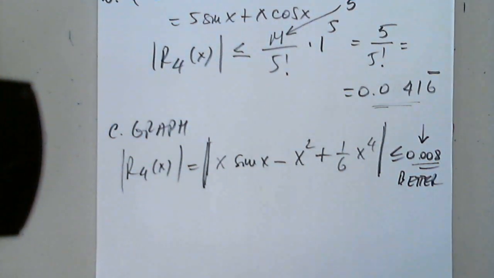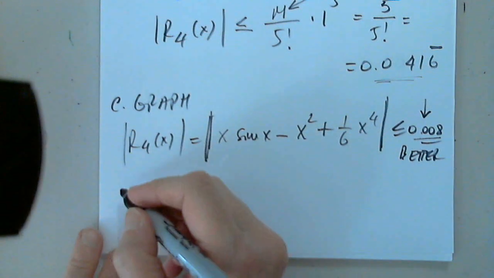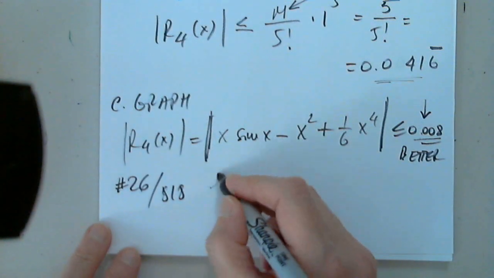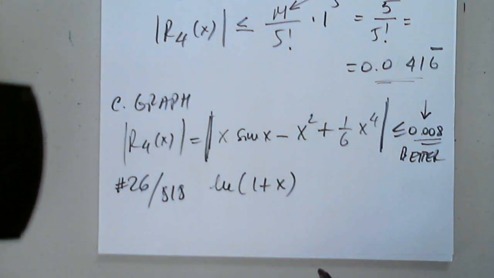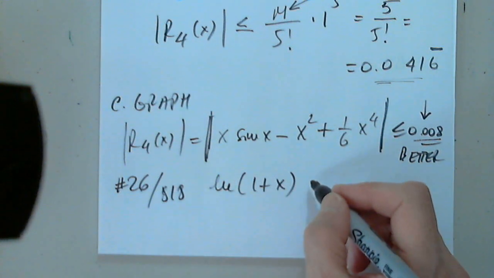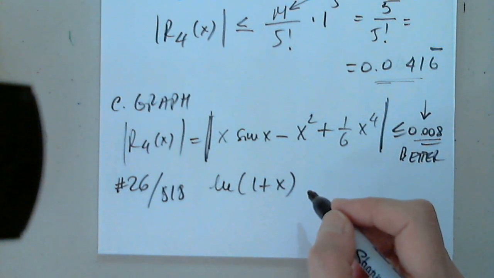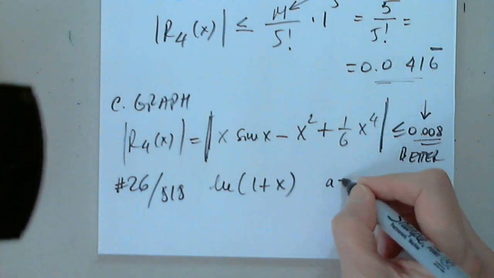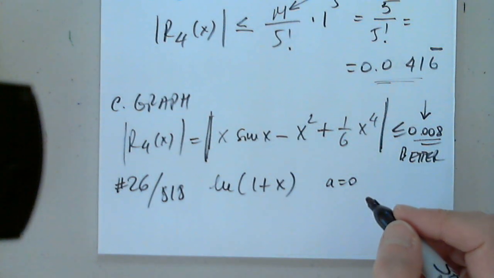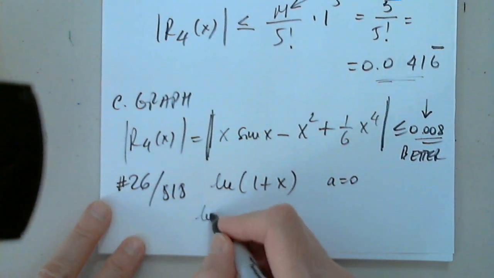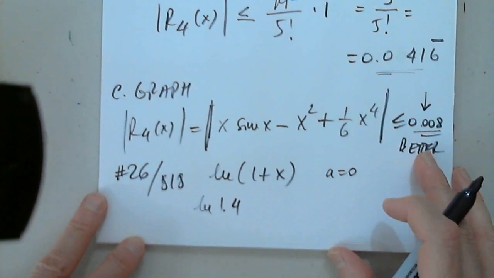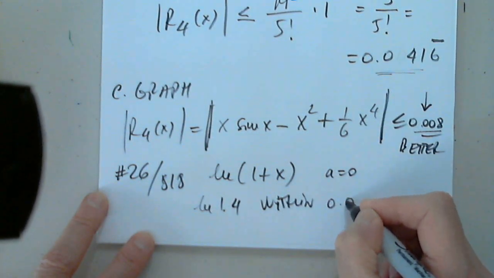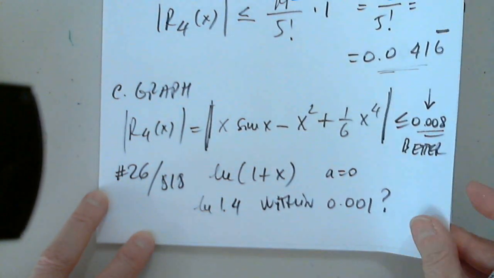Okay, so we have to look at 2 more questions. So number 26, same page, 818. In 26, they're giving us natural log of 1 plus x, and that's our function, f of x. And they are saying how many terms of the Maclaurin series, which means a equals 0, do you need to use to estimate natural log of 1.4 to within 0.001. So that's the question.